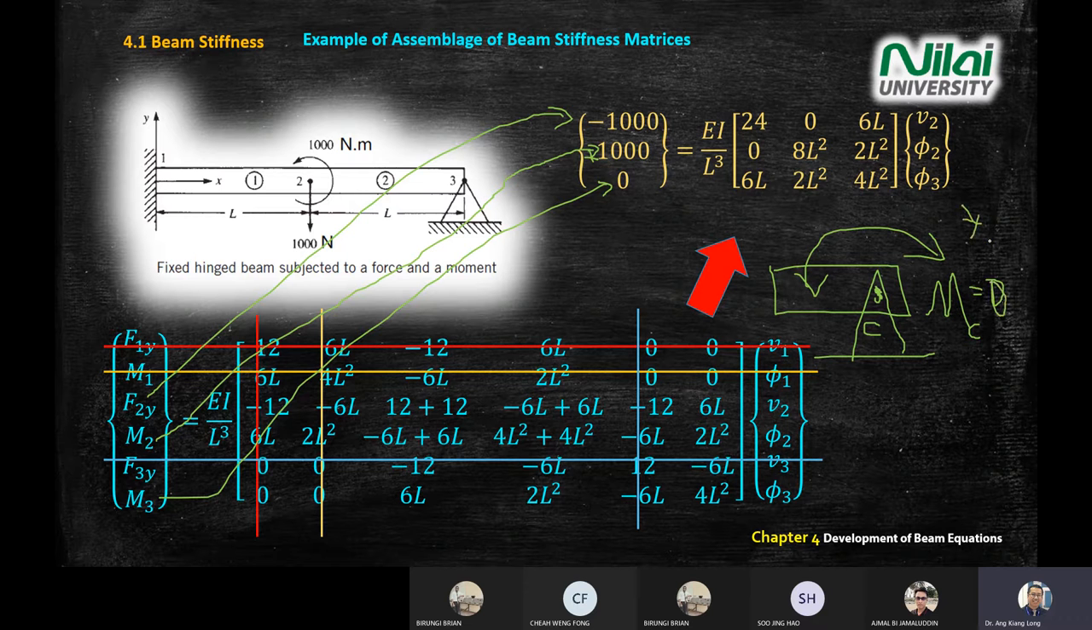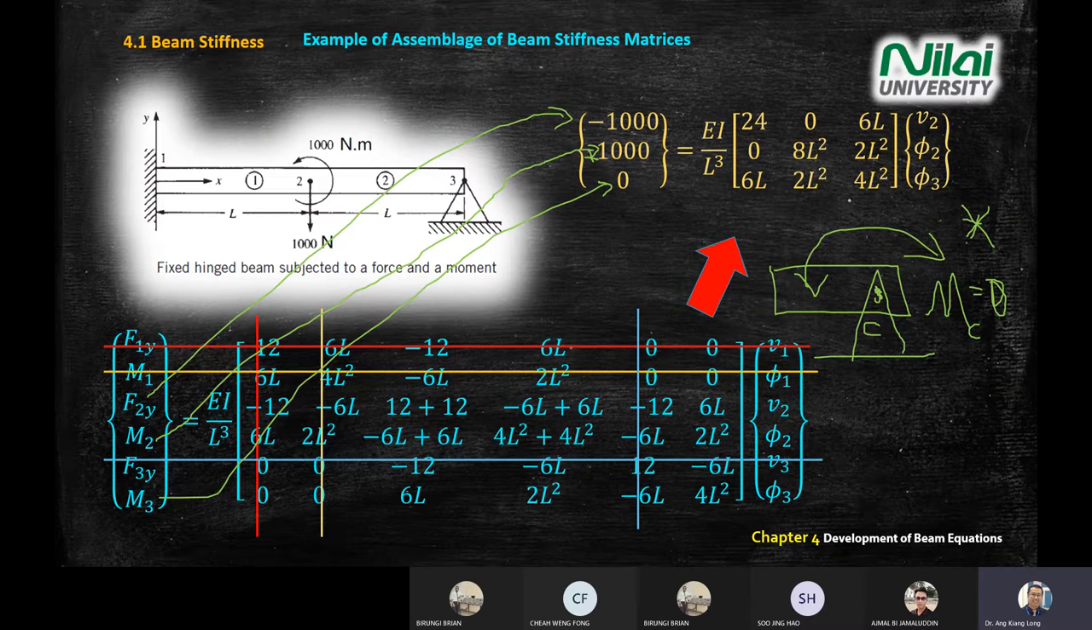Take note, this is an important concept. If you don't understand this one in the exam, you will keep stopping at this point. Take note, if there's a point free to move left or right, for example, if you look at point three, it can rotate left or right freely. So there's no stopping, there's no resistance there. So the moment at point three will be zero.